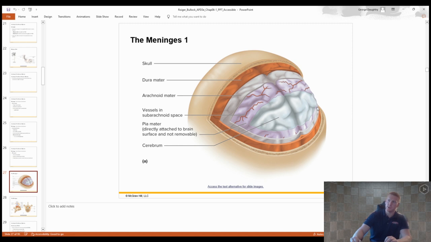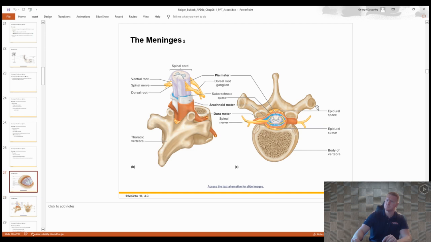Okay, so here's everything put together, just multiple layers, and just have an appreciation for what each thing does. Once again, dura mater is going to be our first line of protection. Arachnoid mater is where we're going to get our first little layer of epidural space and hydrostatic pressure. And then the pia mater is where we have all of our blood vessels.